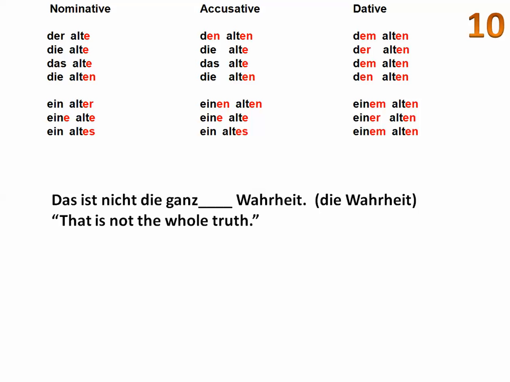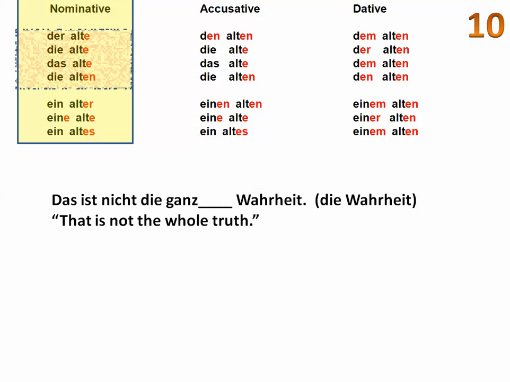Okay, Nummer 10. That is not the whole truth. In this case, the noun comes after a conjugation of sein, ist. So we're going to say nominative. Okay, is it a definite article? Yes, you're using the, die. So then the answer is, Wahrheit was originally a feminine noun, so das ist nicht die ganze Wahrheit.